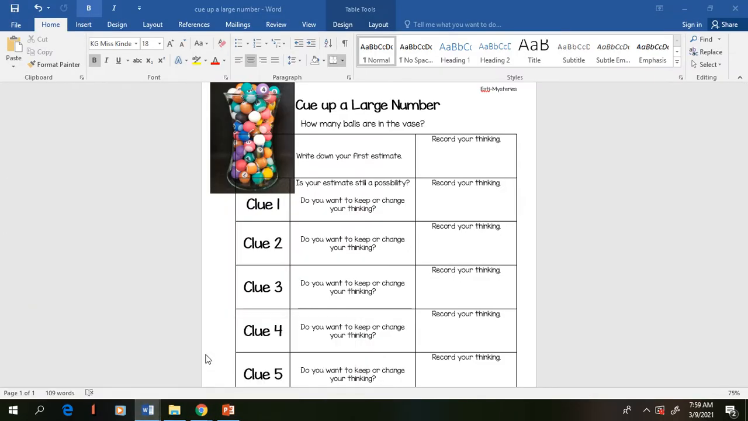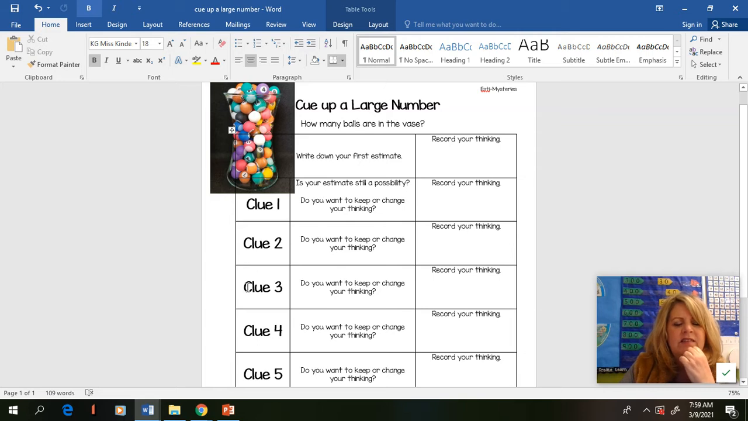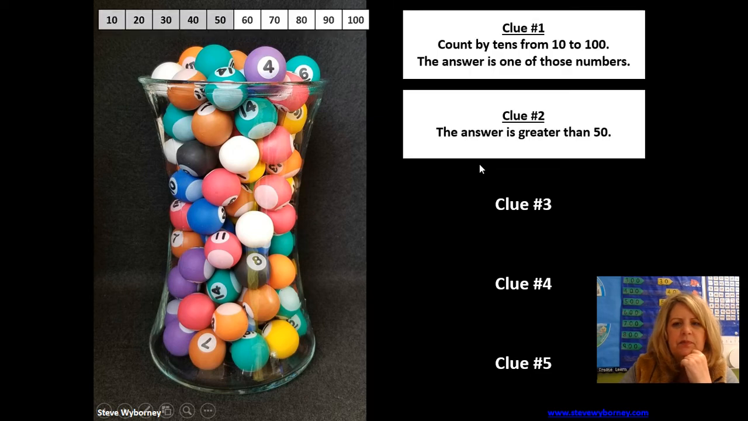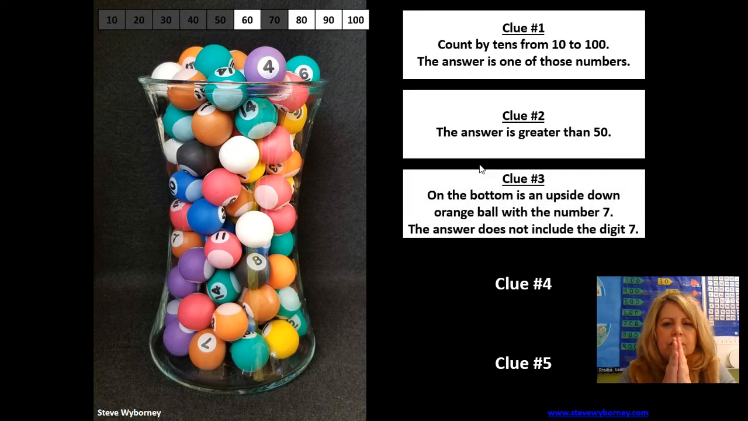head back to that recording sheet. And this time we're on clue 3. Do you want to keep or change your thinking? Let me show it to you one more time. You're recording your thinking on the row that goes with clue 3. Great.